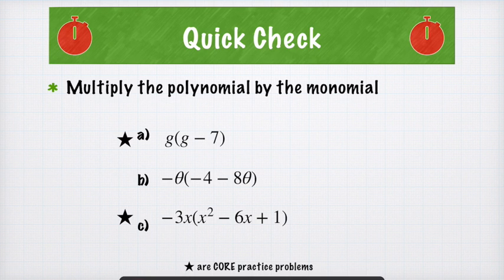We're going to multiply these polynomials by the monomial. You'll notice that they'll be basically the same thing. Beforehand we had it with just numbers. Now we have them with some extra letters and variables. So take a moment and do this quick check.